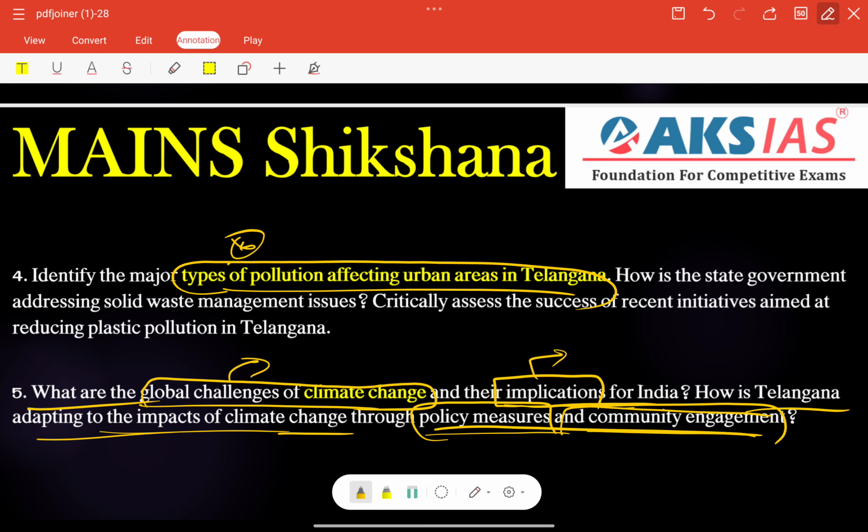Next, how is Telangana adapting to the impacts of climate change through policy measures and also community engagement, right? Needed measures. Regularly we are used to writing some community engagement or some policy measures in the needed measures, right? Here the question itself has given the particular policy measures and community engagement, right? So we need to provide this particular information, needed measures, right? So that is the important structure of these 5 questions.